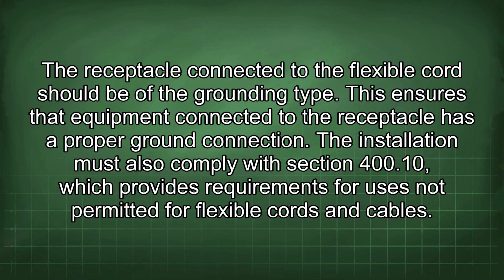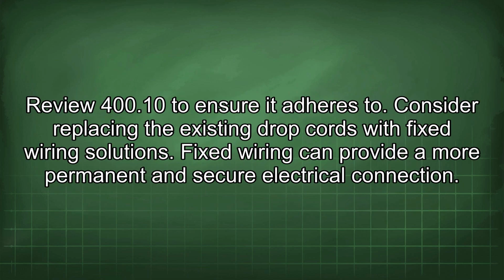This ensures that equipment connected to the receptacle has a proper ground connection. The installation must also comply with Section 400.10, which provides requirements for uses not permitted for flexible cords and cables. Review 400.10 to ensure it adheres to. Consider replacing the existing drop cords with fixed wiring solutions. Fixed wiring can provide a more permanent and secure electrical connection.